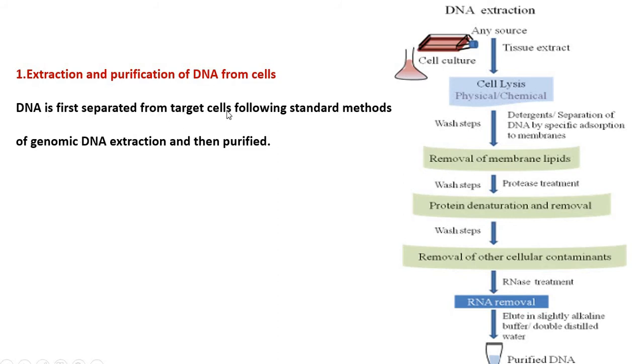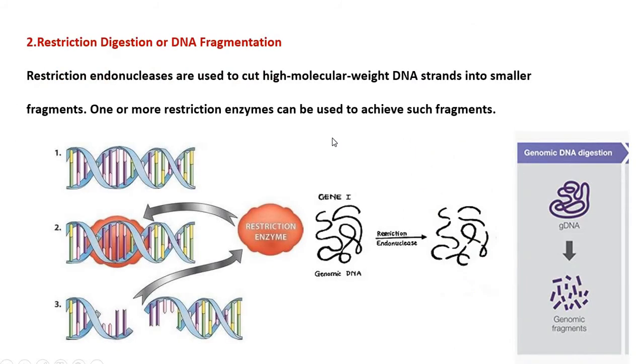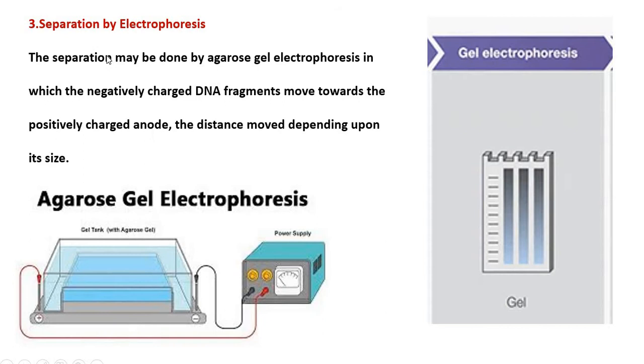DNA is first separated from the target cell following a standard method of genomic DNA extraction, then purified by using this method. The extracted DNA is digested by using endonucleases into multiple fragments. So this is genomic DNA, the overall genome, and we are going to cut it into multiple fragments by using multiple restriction enzymes. This is the second step of the Southern blot.